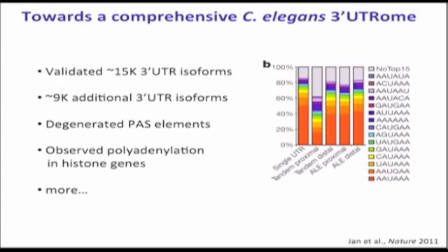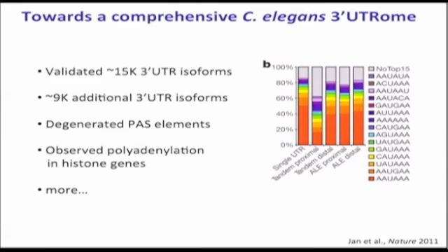Okay? So in the meantime, other people worked on this. This is a lot of work. A lot of people work on trying to understand how the 3' UTR in worms works. So they validated, this is the Bartel group at MIT, they validated 15,000 of our 3' UTR isoforms. They detected 9 thousand more 3' UTR isoforms, so there's really a lot more that we haven't highlighted at this point.